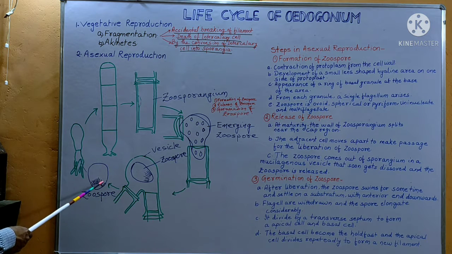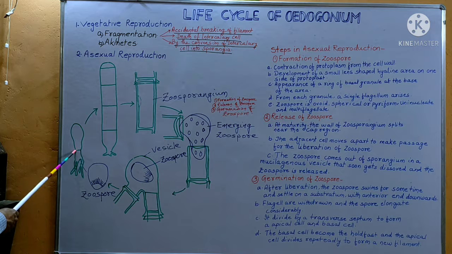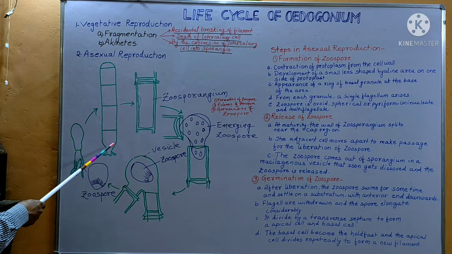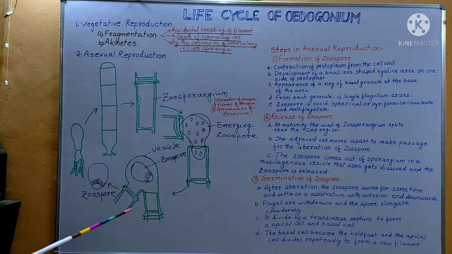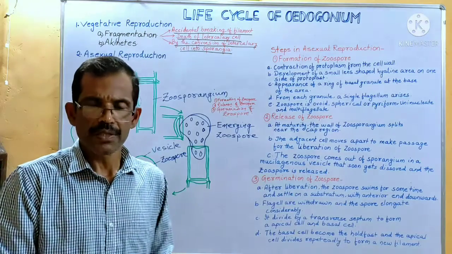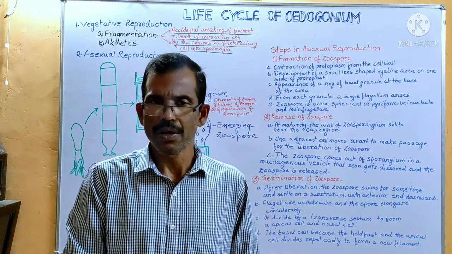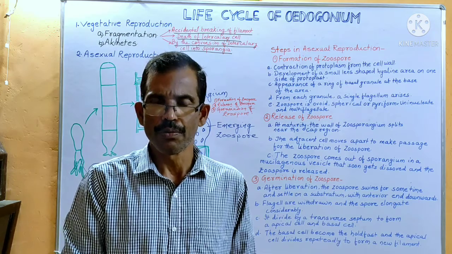Following this, the flagella are withdrawn and the zoospore elongates considerably. Following this, the zoospore divides by a transverse septum, so two cells are formed. The upper cell divides again and again and forms the green filament of Oedogonium, and the lower cell transforms into a holdfast. This is about the process of vegetative reproduction and asexual reproduction in Oedogonium.